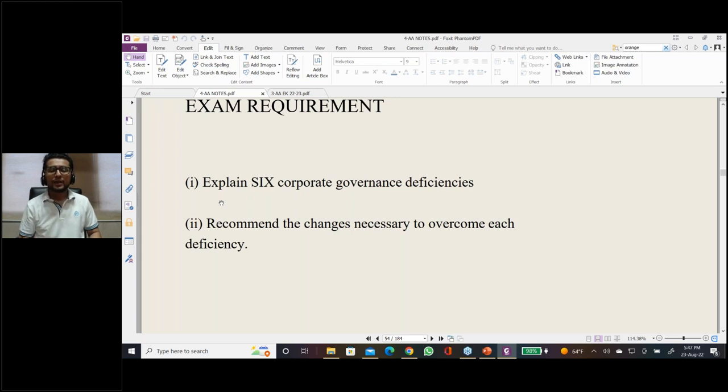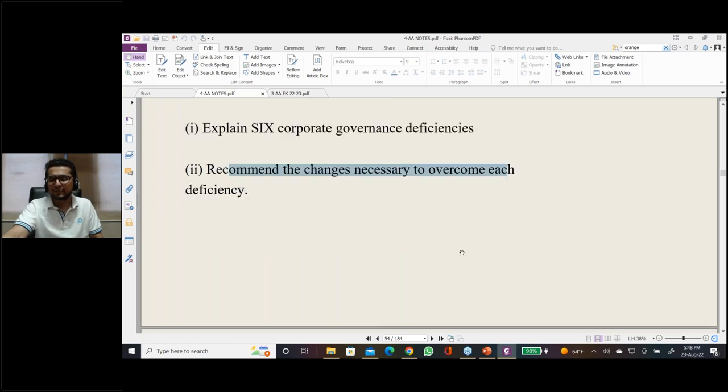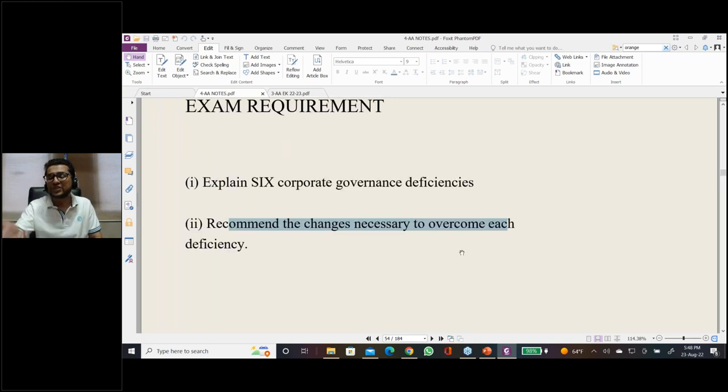Last but not the least, there could be one exam requirement from the corporate governance which could be scenario based, and what kind of exam requirement that would be. Identify and explain 2, 3, 4, 5, 6 corporate governance deficiencies, and then recommend the changes necessary to overcome those deficiencies. How to overcome those deficiencies?